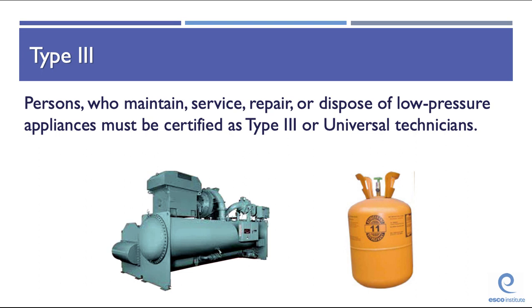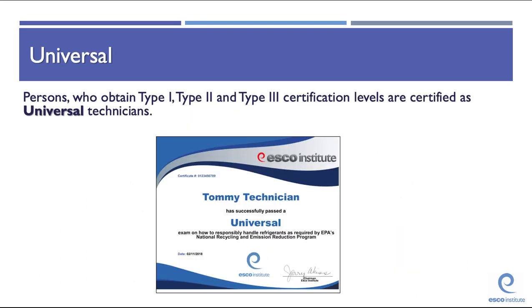Type 3 is for persons who maintain, service, or repair or dispose of low pressure appliances. Centrifugals and chillers must be certified as Type 3 technicians. Low pressure refrigerants have pressures of 30 psi or lower at a liquid phase temperature of 104 degrees. Universal is people who obtain Type 1, Type 2, and Type 3 certification levels are universal technicians. In other words, you have passed all of it, the core, the Type 1, Type 2, and Type 3. You will be certified as universal technician. That should be your goal.